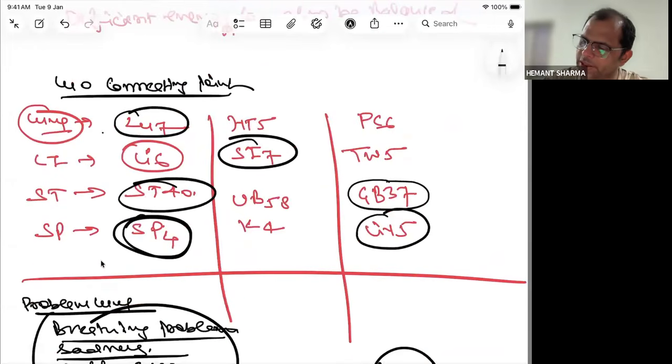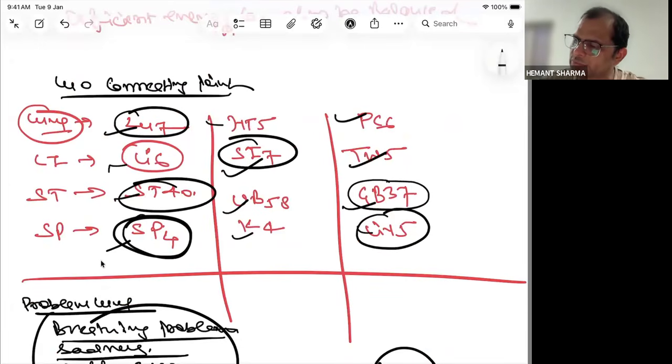So the Leo connecting points of the lung, large intestine, stomach, spleen, heart, small intestine, urinary bladder, kidney, pericardium, triple warmer, gallbladder, and the liver. So this is the list of the 12 Leo connecting points.